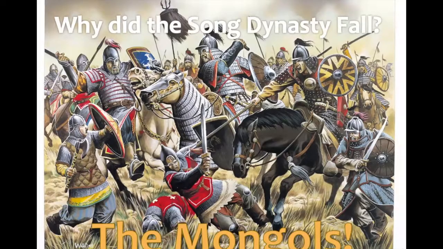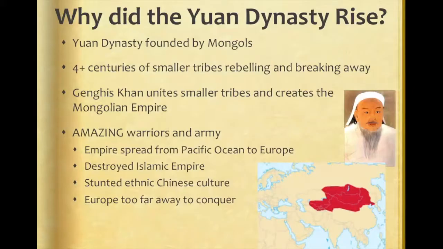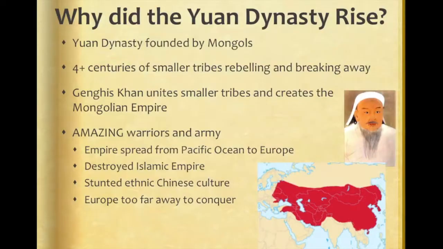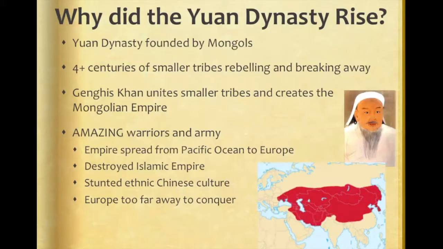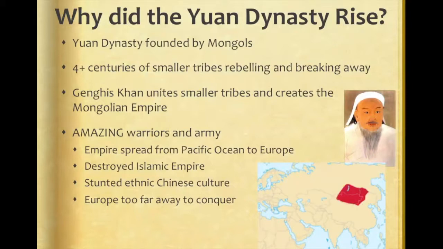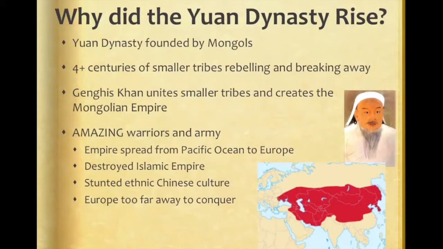Why did they fall? The Mongols. Genghis Khan was not having it. So the Mongols just destroyed everyone by force. They were amazing warriors. And eventually they took over enough and they became leaders of China, and they founded the Yuan Dynasty. So after 4 centuries, that's 400 plus years, uniting smaller tribes and all this other stuff, Genghis Khan unites all of them and just takes over the entire landmass all the way to Europe.